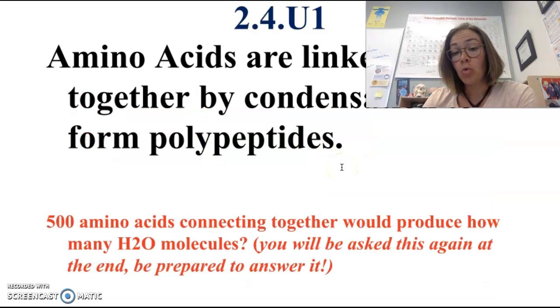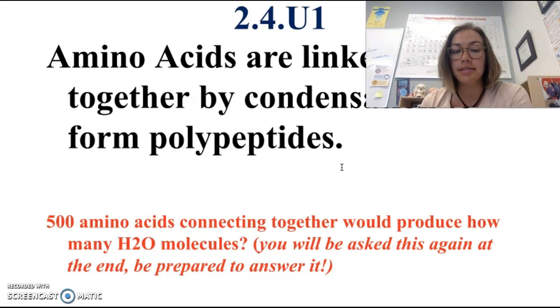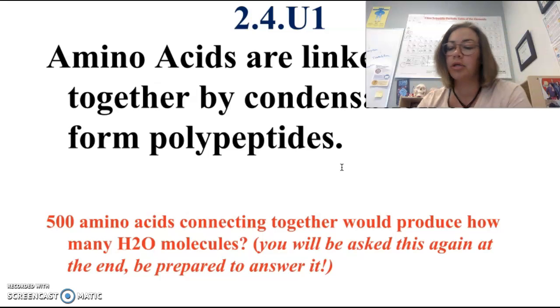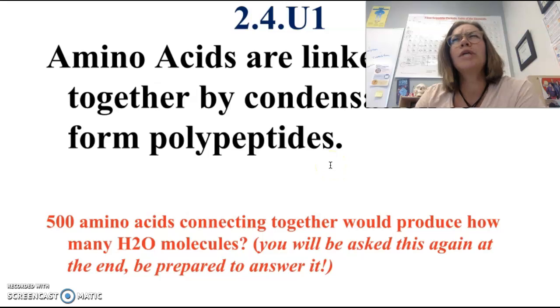So we've already learned about this process. Amino acids are linked together by condensation to form polypeptides. So I've asked the question here, 500 amino acids connecting together would produce how many water molecules? I want you to pause here and just think to yourself, what was that condensation reaction model that we did?